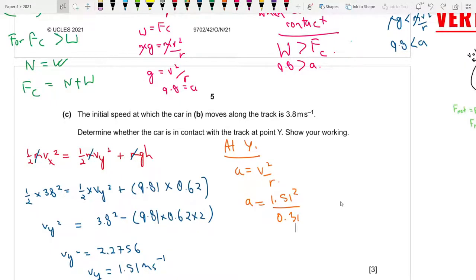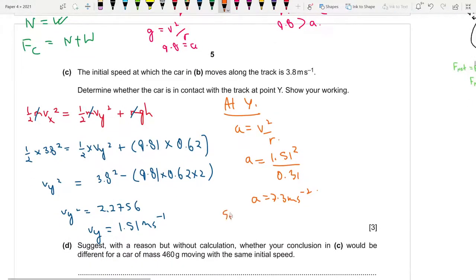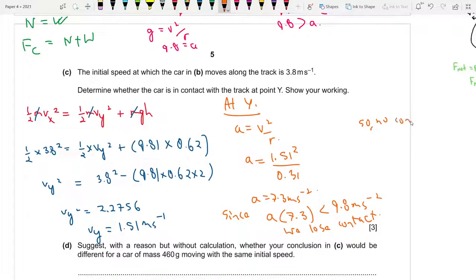So answer square divided by 0.31. That's giving me a value of 7.3 meter per second square. So since our acceleration 7.3 is less than 9.8 meter per second square, we actually lose contact, or it loses contact basically. Okay, so no contact. This is what you'll write.